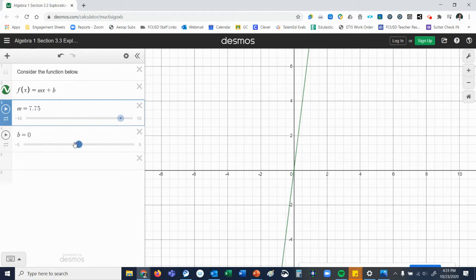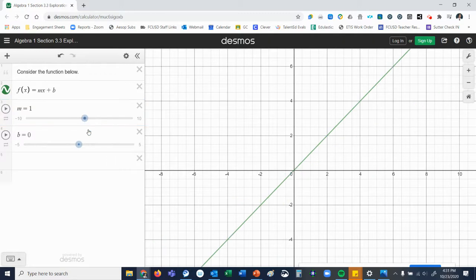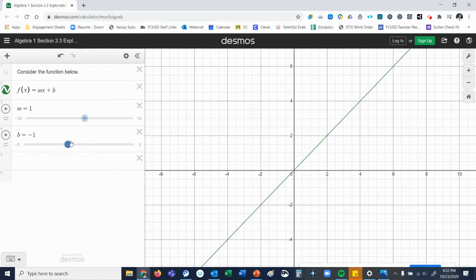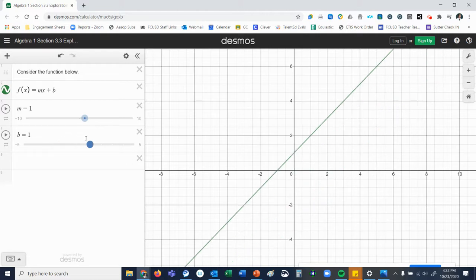Well, how about b? What does b do then? So take a quick look. Here's my line, and with b, I'm going to go up and down. Let's see how that changes the line. Now I know what our brain does here. It might see this line as moving left to right, but I would encourage you to start thinking of this as moving the line up or down. So notice that b changes the y-intercept.